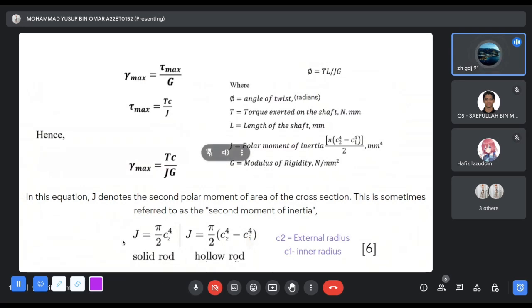So this is how we calculate the polar moment of inertia. If we are using a solid rod, the inner radius is equal to 0, and if we use a hollow rod, we have to subtract the inner radius from the external radius. In these equations, J denotes the second polar moment of area of the cross section. This is sometimes referred to as the second moment of inertia. Next.